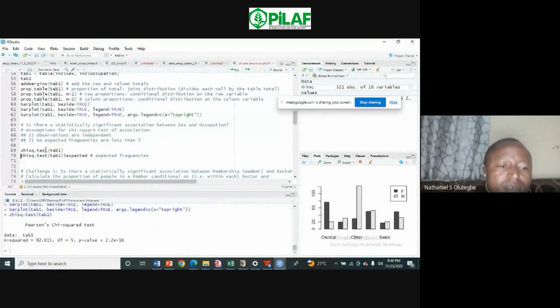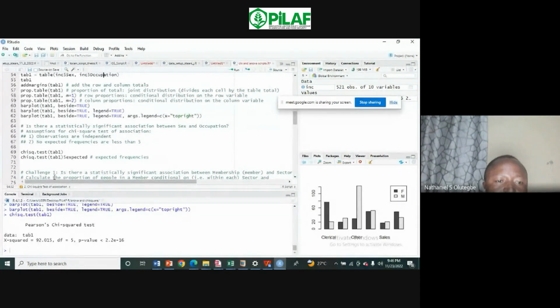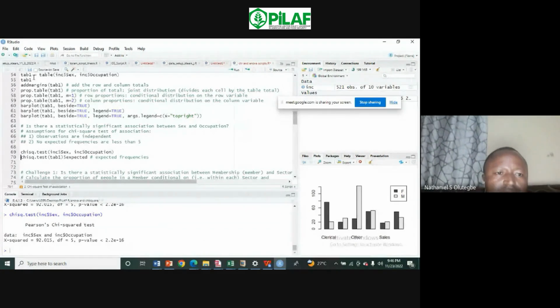So we have this, and it shows that there is actually a significant relationship between sex and occupation. There's a significant relationship because that's what our tab 1 is talking about. We can actually, instead of saying tab 1, bring down what we have here and bring it here. It's still the same thing. But because we named this operation, this command, as an object earlier, that's why we are inputting it here.